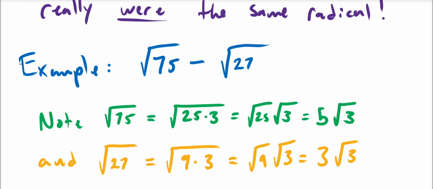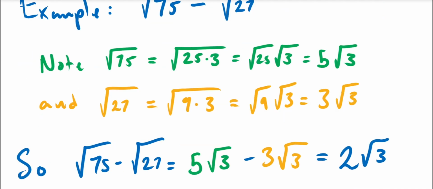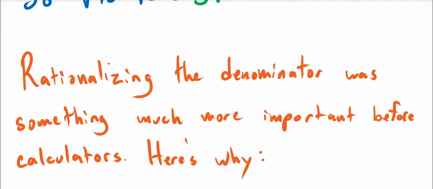75 is 25 times 3, and so if I just take the square root of 25, I'll get 5 square roots of 3. And likewise, 27 is 9 times 3. 9 is a square, and the square root of 9 is 3. And this means that the square root of 27 simplifies to 3 square roots of 3. So actually, this difference could have been rewritten equivalently in terms of square roots of 3. And so if we do so, we get 5 square roots of 3 minus 3 square roots of 3, which is just 2 square roots of 3. That's really all there is to adding and subtracting radicals. You simplify, and if you get like radicands, you can simplify some more.